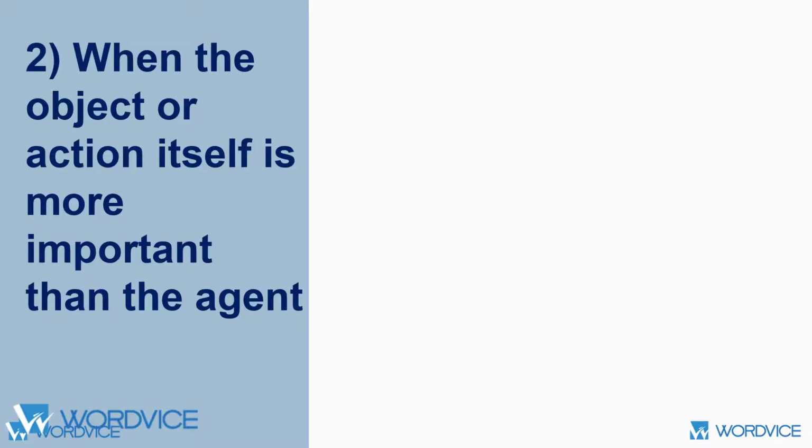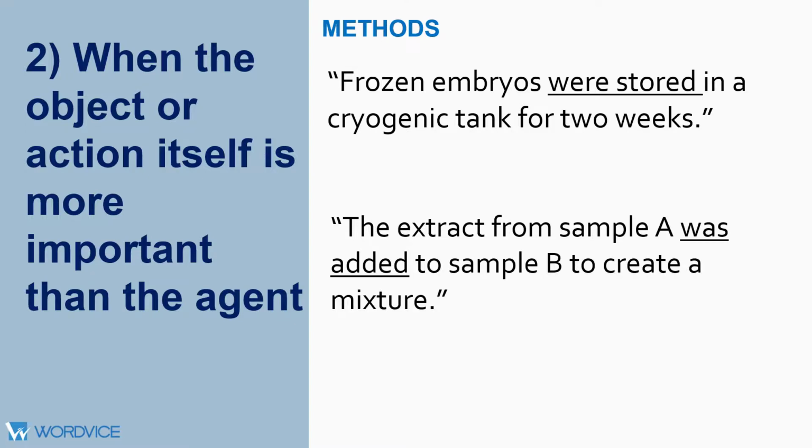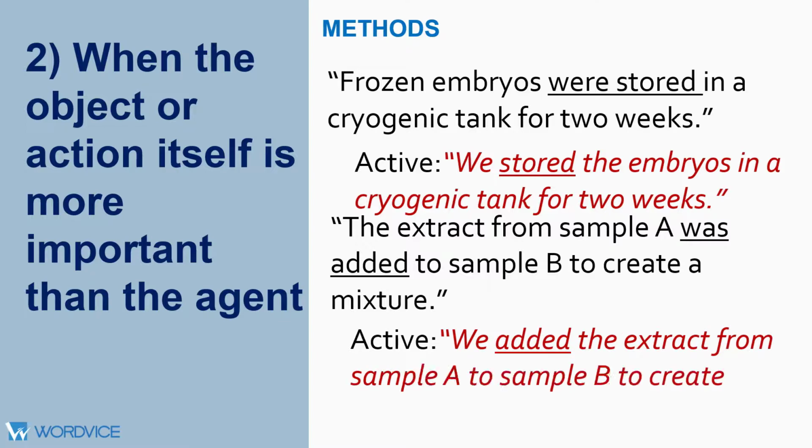For example, "Frozen embryos were stored in a cryogenic tank for 2 weeks." "The extract from sample A was added to sample B to create a mixture." These sentences could be written in the active voice like so. "We stored the embryos in a cryogenic tank for 2 weeks." "We added the extract from sample A to sample B to create a mixture."